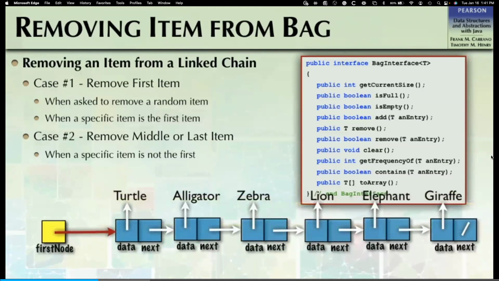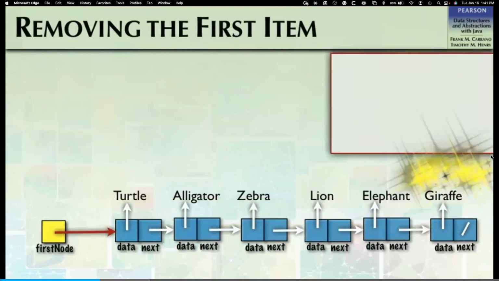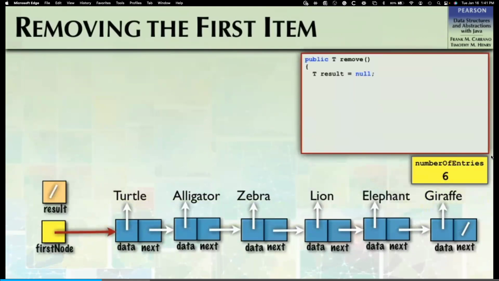Let's see how we can safely remove the first item from a linked chain. Our implementation of the remove method begins by declaring a variable of type T that we can use to return the item we remove from the chain. The bag interface specifies that we can remove a random item from the bag. Our implementation will always remove and return the first item from the linked chain.